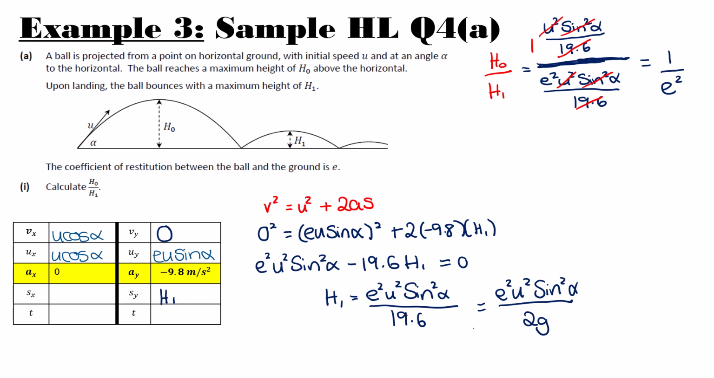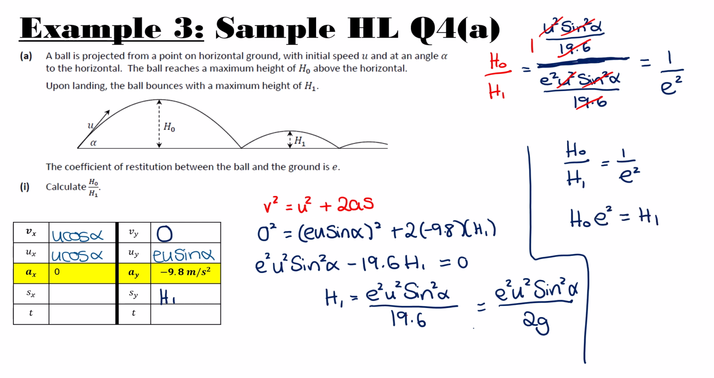But before we move on to the second part, I just want to point out, if we have H0 divided by H1 is equal to 1 over E squared, we can create something a little bit nicer to think about, which is multiplying both sides by the denominators. I get H0 times E squared is equal to H1. And that's really helpful to understand.